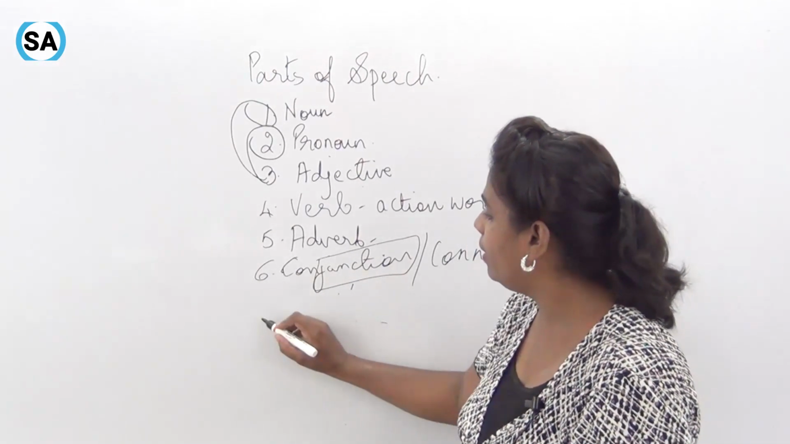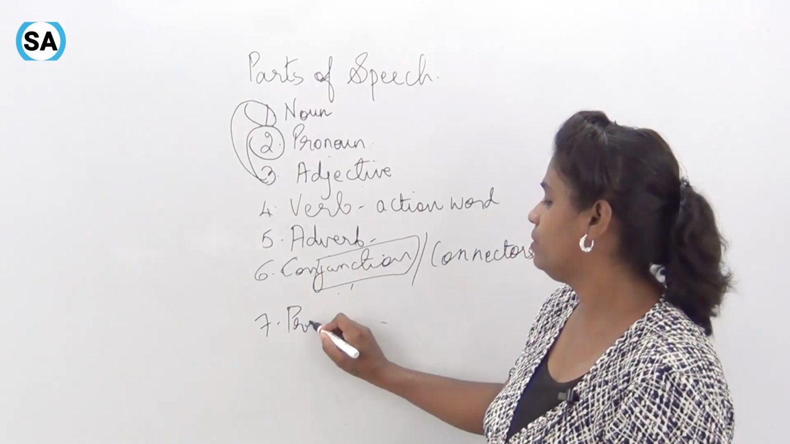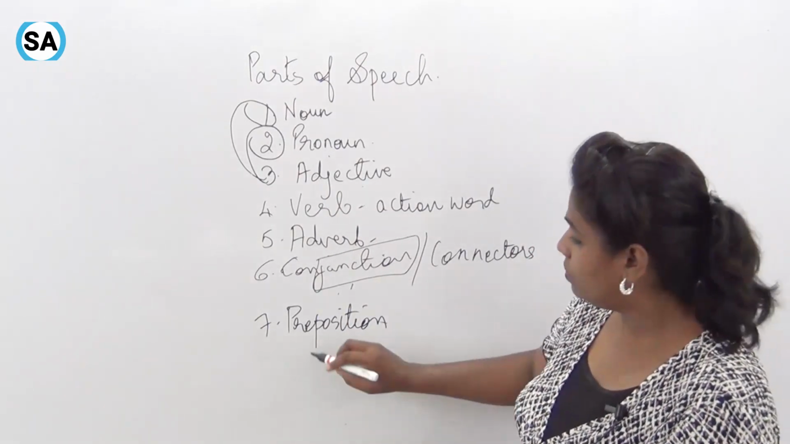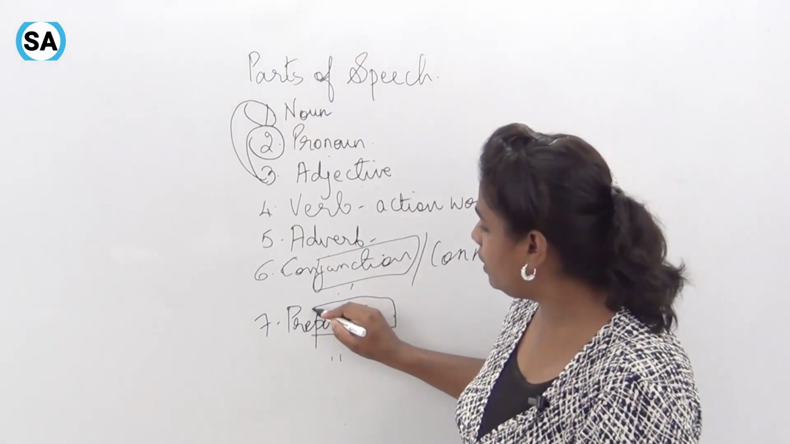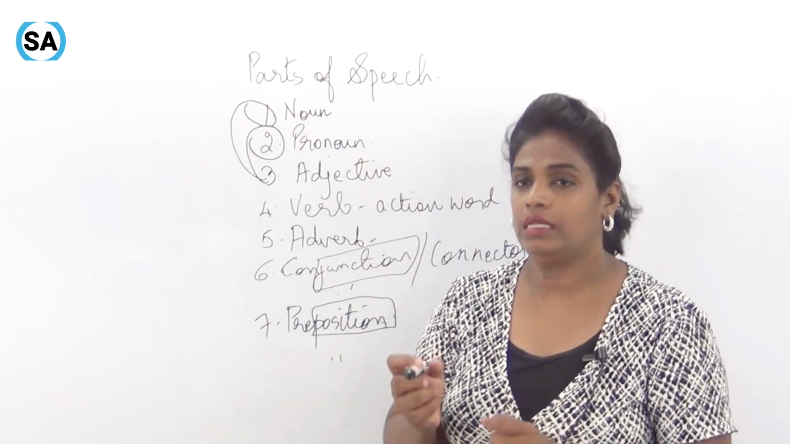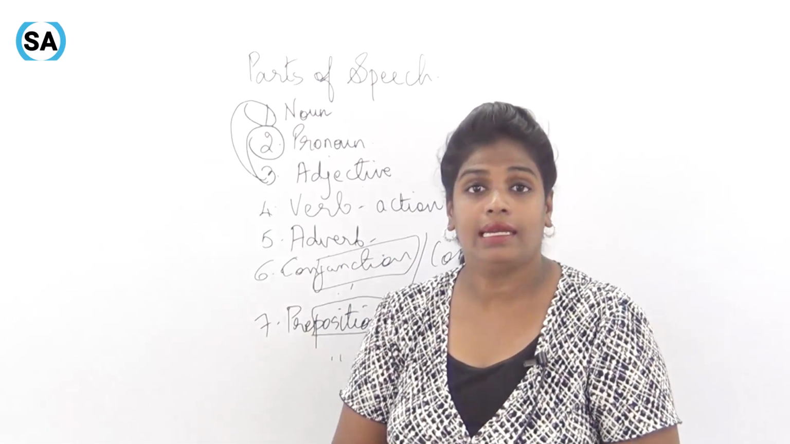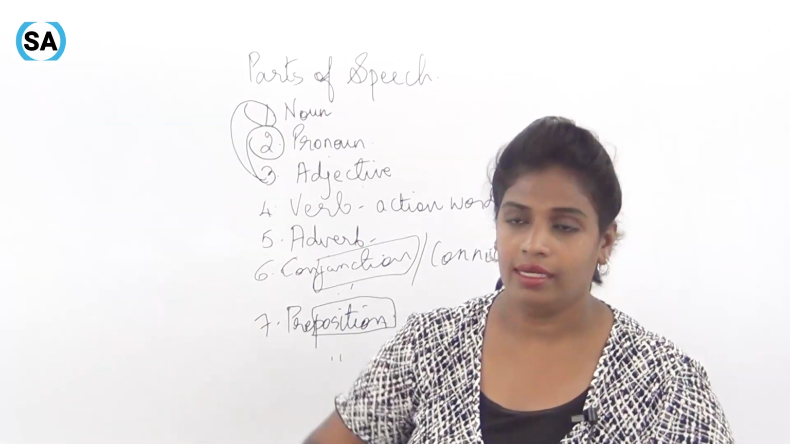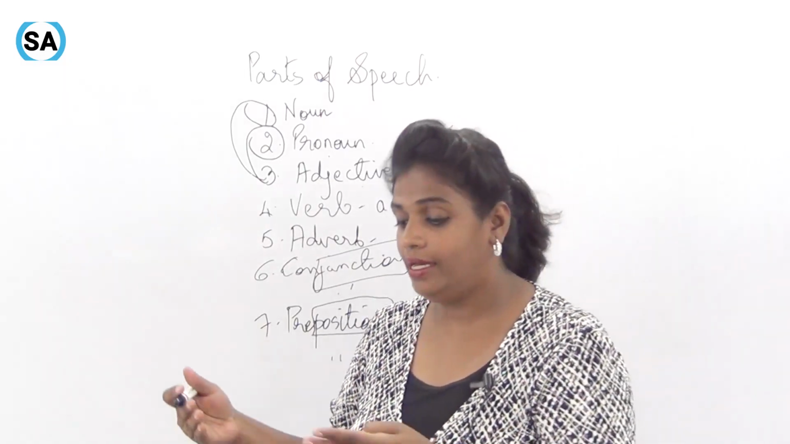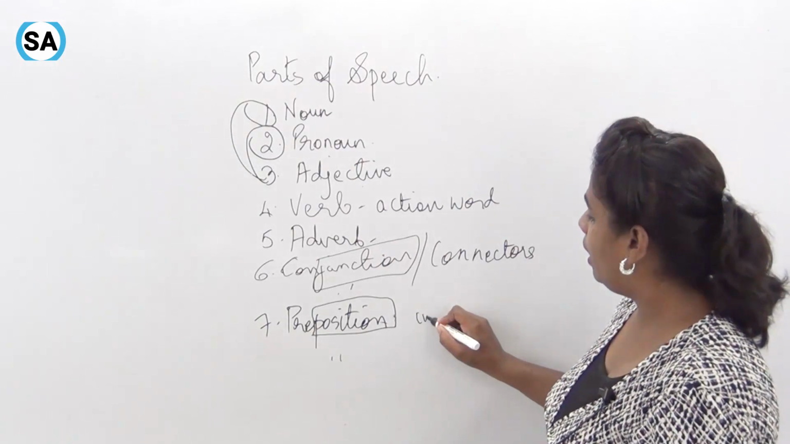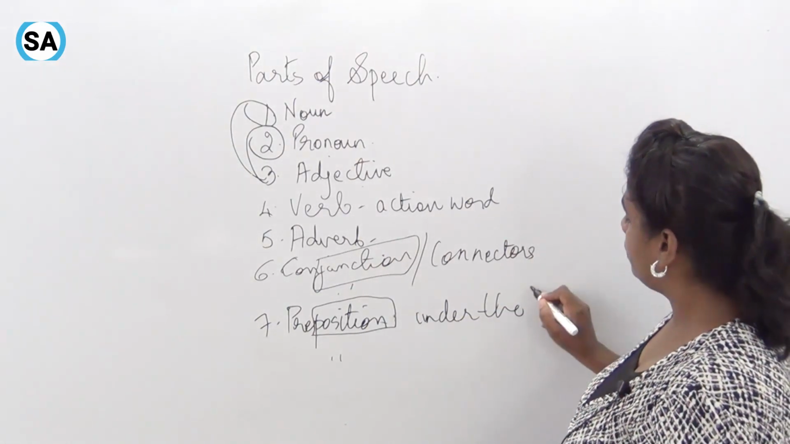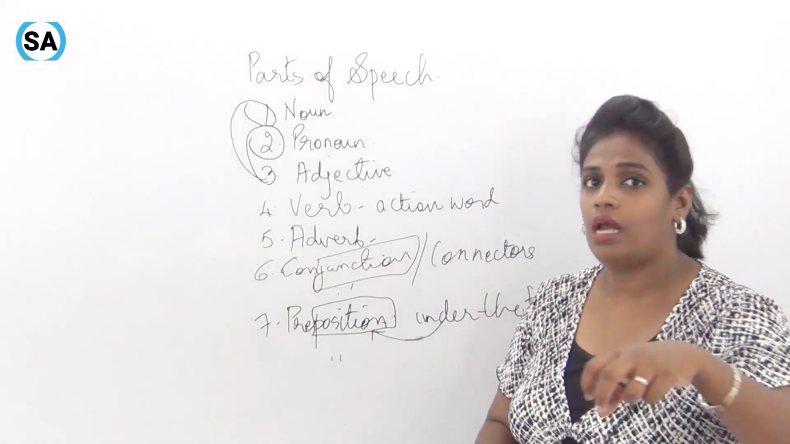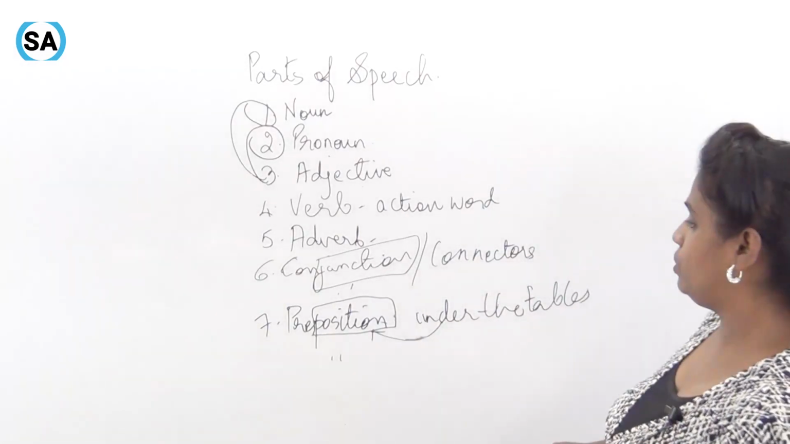After this, we have preposition. Now what is preposition? You need to remember this word. It relates to the position of the noun. For example, if I say the cat is under the table, what is the relation between a cat and a table? That a cat is under the table. So under the table speaks about position. This is how we can find out the preposition.